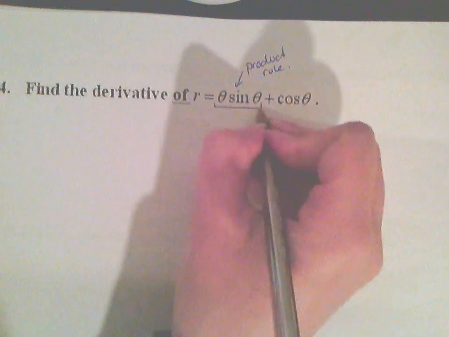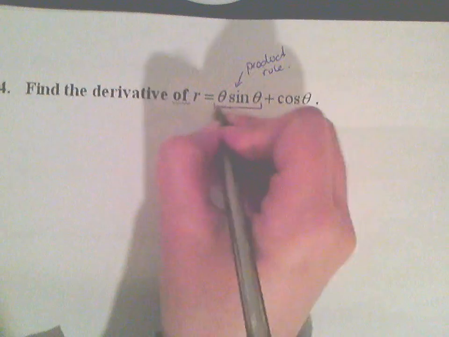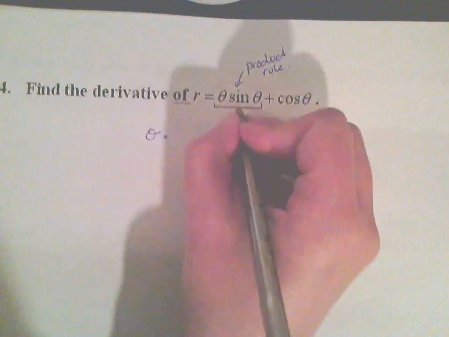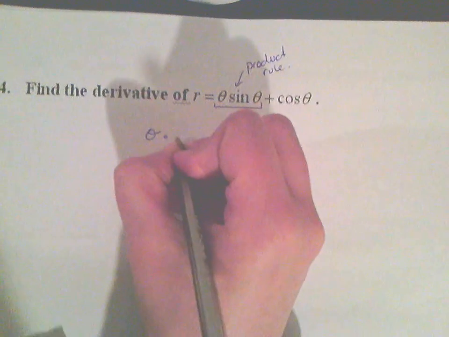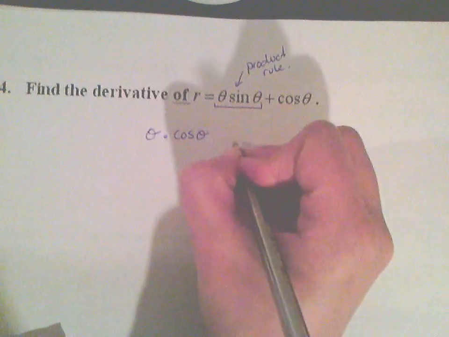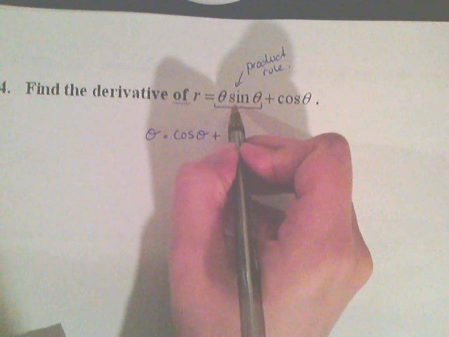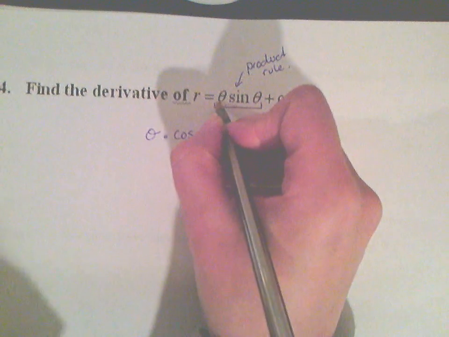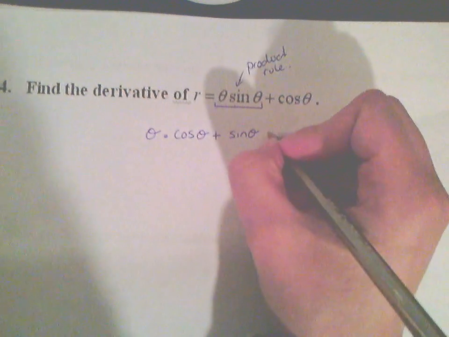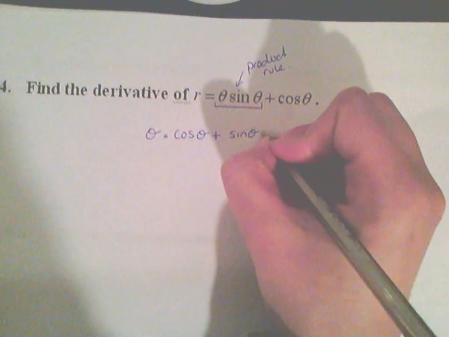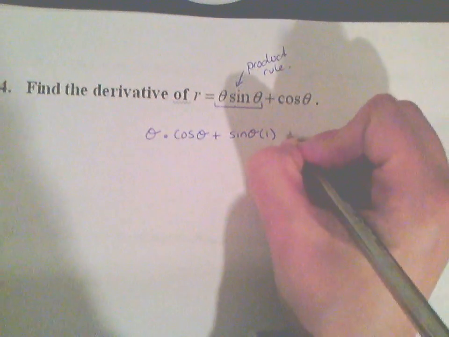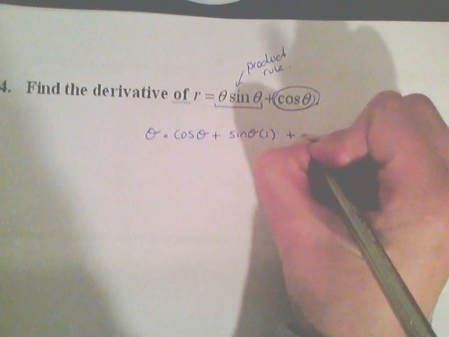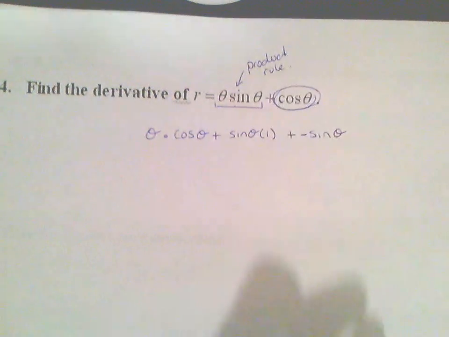So let's start off by finding the derivative of this part. The derivative of this is the first guy, which is theta, times the derivative of the second guy. And the derivative of sine, we now know, is cosine of theta. Plus the second guy, which is sine of theta, times the derivative of theta. And the derivative of theta is the same thing as the derivative of x, and the derivative of x is just 1. And then plus the derivative of this guy all by himself, so that's going to be negative sine of theta.